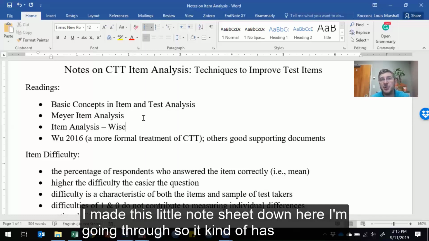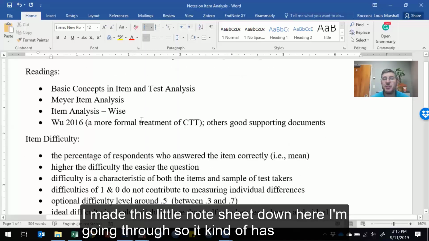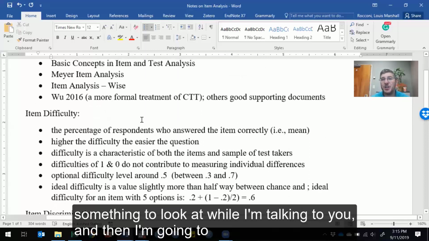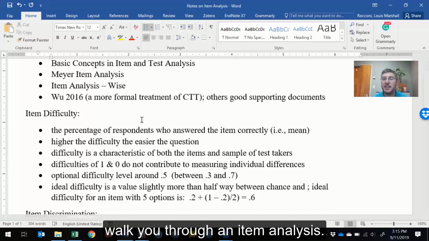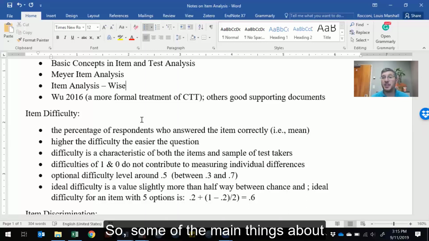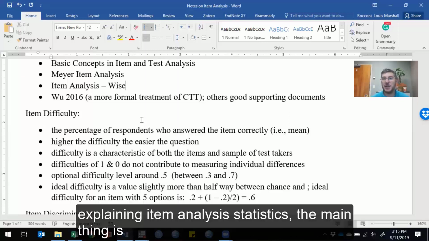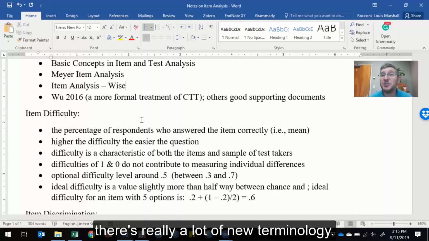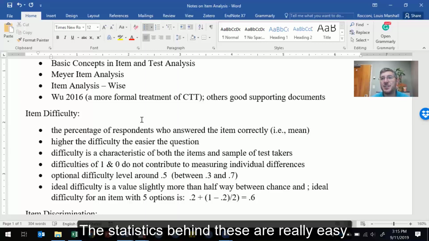I made this little note sheet that I'm going through, so we have something to look at while I'm talking to you, and then I'm going to walk you through an item analysis. So, some main item analysis statistics. The main thing is it's really a lot of new terminology. The statistics behind these are really easy.